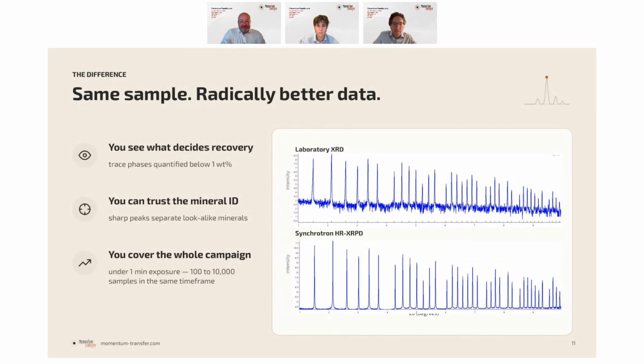So you can see a lot of information in the diffraction pattern that you can collect at the synchrotron powder diffraction setup. So that means you can trust the mineral identification, because the reflections are sharp. You can see very closely related minerals and differentiate between them. And the added advantage is that you can get a huge number of these data sets in a very short time.